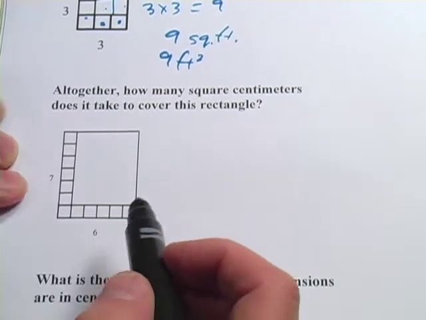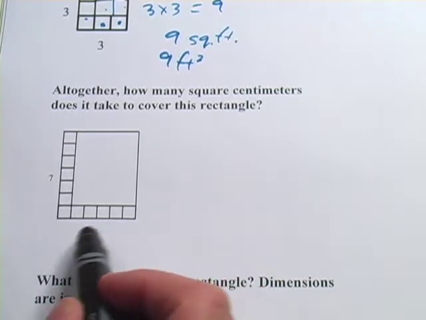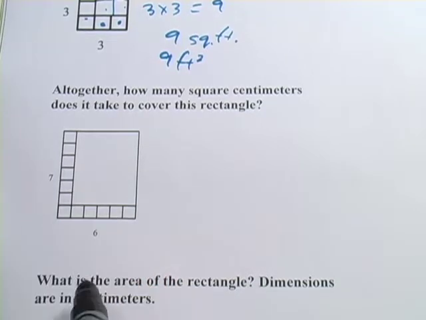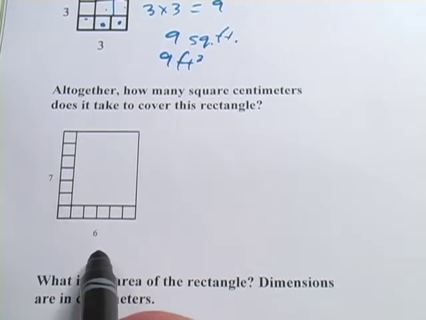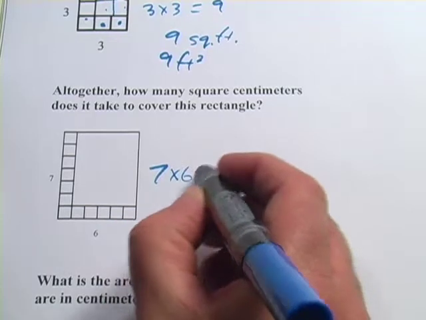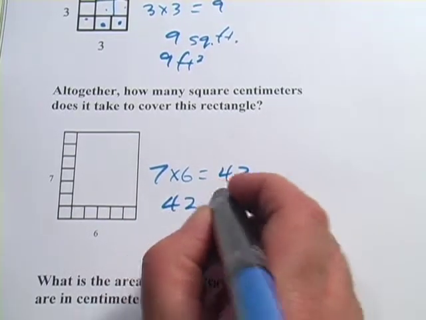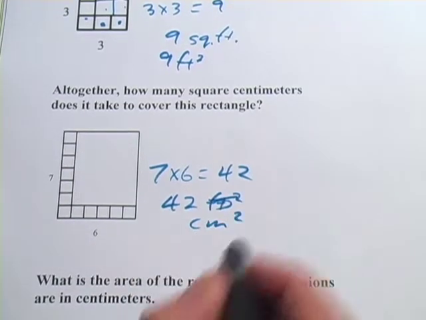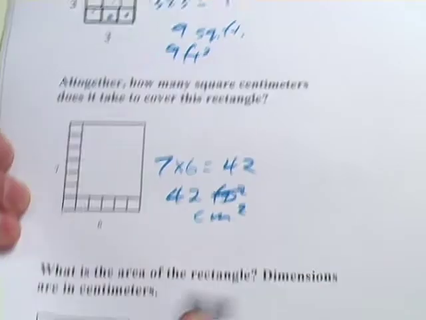This one says, altogether, how many square centimeters does it take to cover this rectangle? And again, they've started laying out the squares. There's 6 along this side, 7 along this side. We could put them all in and then count them, but we don't have to because we know the shortcut. We just multiply the length times the width. 7 times 6 is 42. So our answer here is going to be 42 square, oops, it's not feet this time, square centimeters. That's the area of this rectangle.